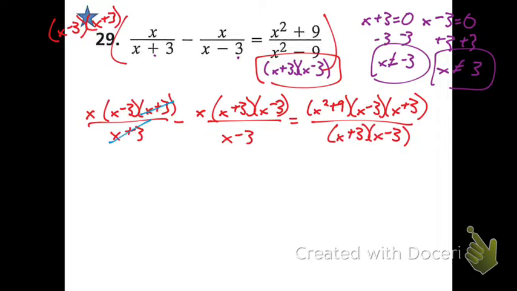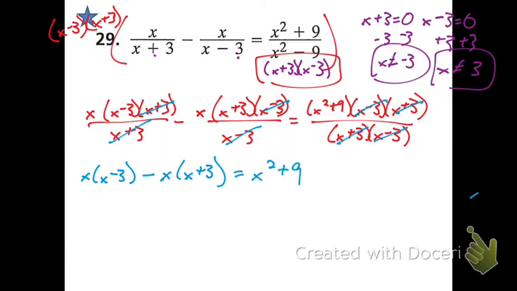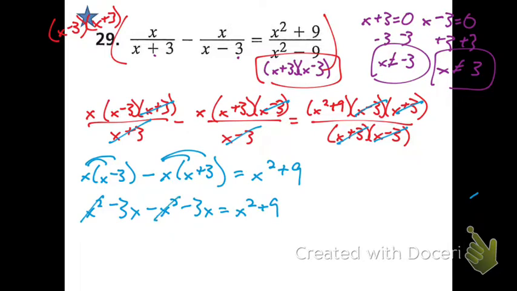Those go away, and I'm left with x(x minus 3). Minus, that's important, those go away, x(x plus 3). And this is equal to, that goes away, and that goes away, x squared plus 9. Okay, so that's going to be x squared minus 3x minus x squared minus 3x is equal to x squared plus 9. Those go away. x squared minus x squared is 0. So on my left side, all I have is -6x. My right side is x squared plus 9.